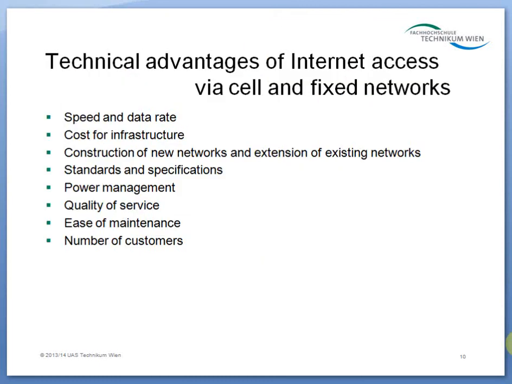And the technical advantages of internet access via cellular and fixed networks. For example, we have some types of these advantages: speed and data rate, cost for infrastructure, construction of new networks and extension of existing networks, standards and specifications, power management, quality of service, number of customers, and the ease of maintenance.